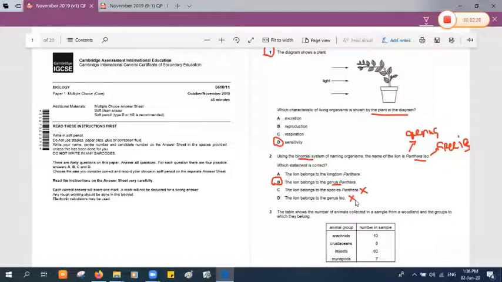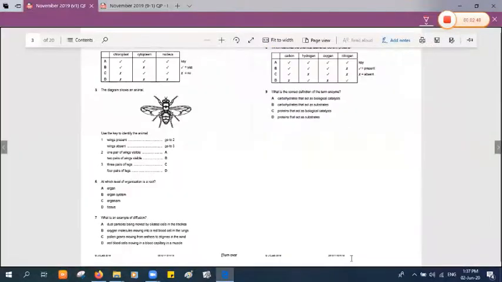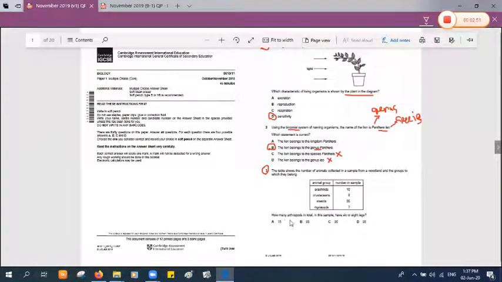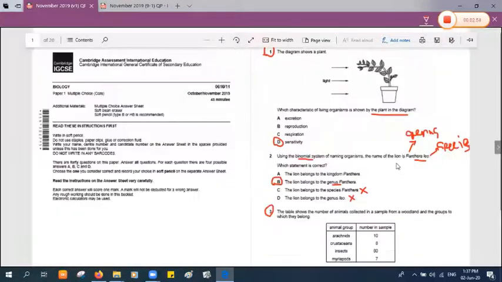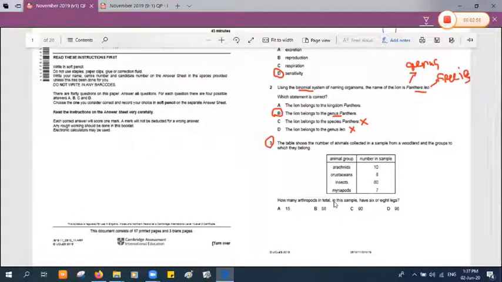Please, if you have a question, you can ask me. Let's move to question number 3. Here, the table shows the number of animals collected in a sample from a woodland and the groups to which they belong. You can see that there are 10 arachnids, 8 crustaceans, 80 insects, and 7 myriapods. What is the question? How many arthropods in total in the sample have 6 or 8 legs?